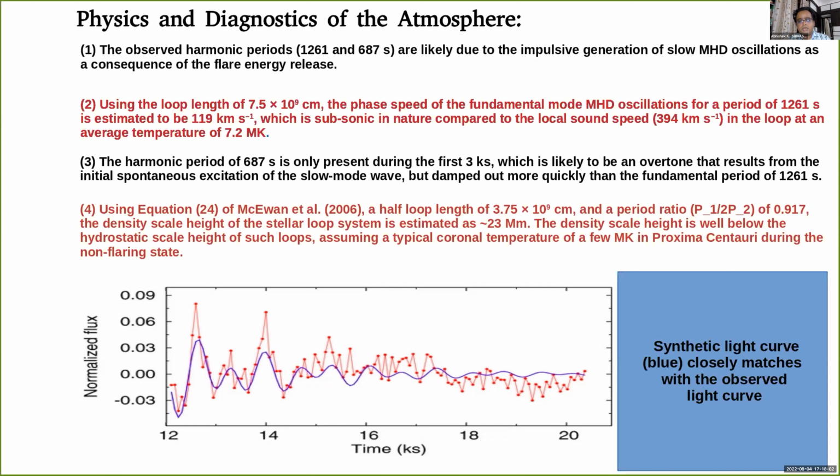So the density scale height was well below the hydrostatic scale height for a given temperature of these loops. And this is showing a very similar scenario to what we usually estimate or calculate for the solar loops, which are gravitationally stratified loops.